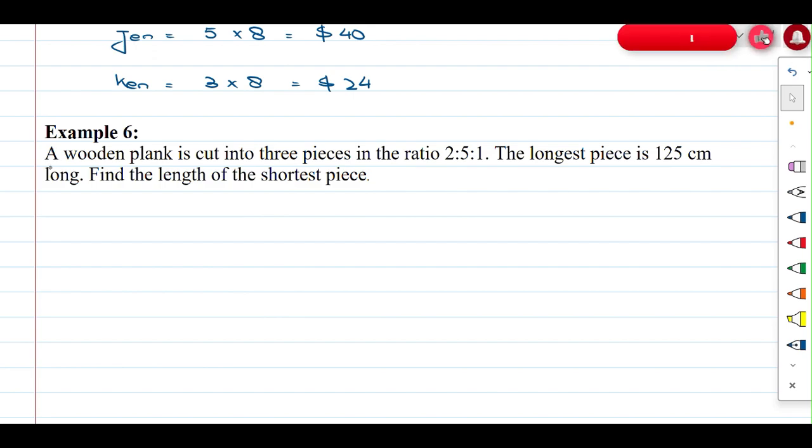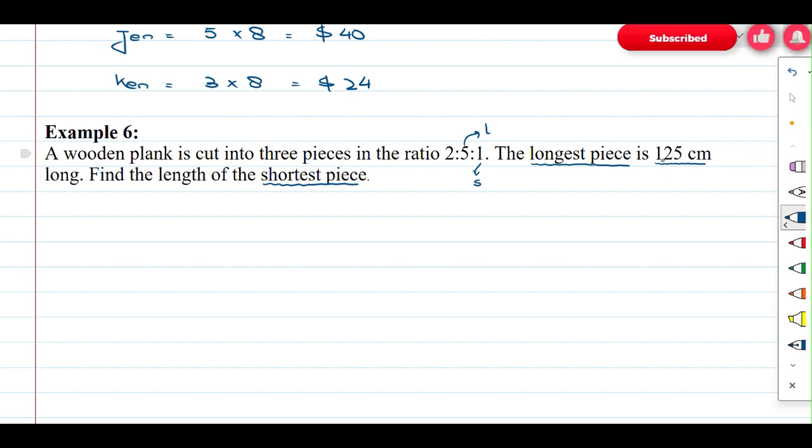Now example number 6: a wooden plank is cut into 3 pieces in the ratio 2 to 5 to 1. The longest piece is 125 centimeters. So the longest piece is given to us. Which one is the longest piece? The piece having the largest ratio, so this is the longest piece, 125 centimeters long. Find the length of the shortest piece. We need to figure out the length of the shortest piece. So 1 is the smallest ratio, so 1 is the shortest piece, right?